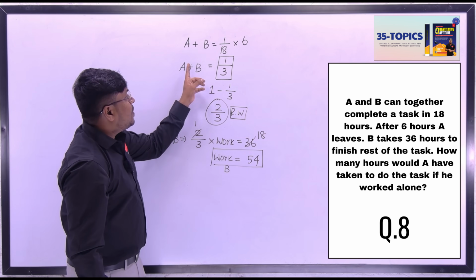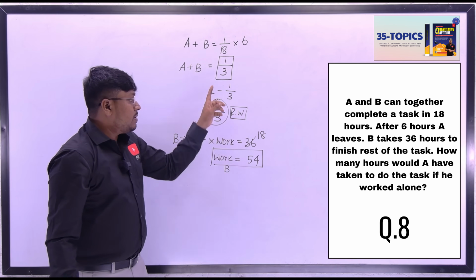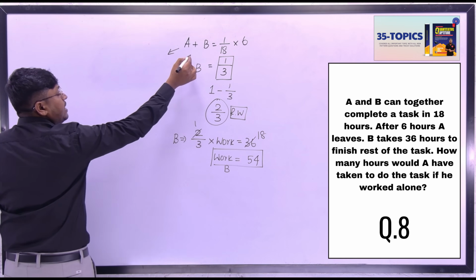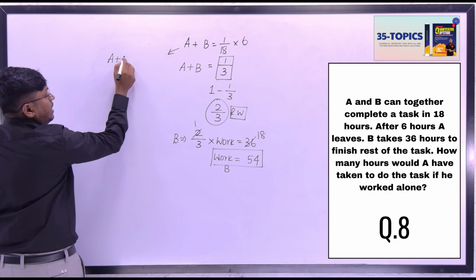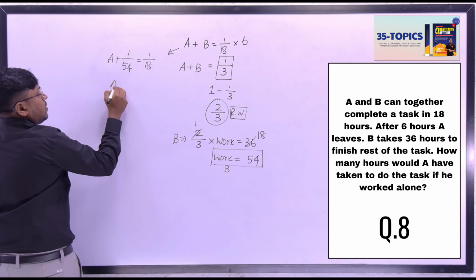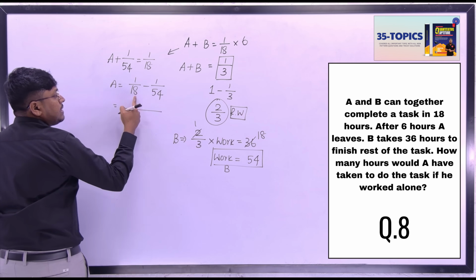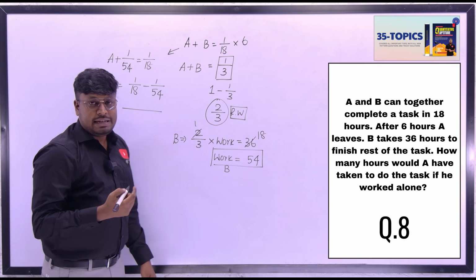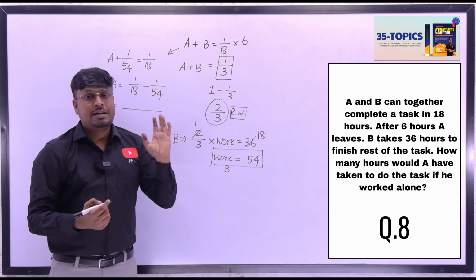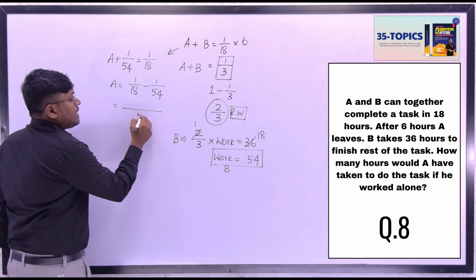Now finding A alone is easy, because our target is to find how long A takes if he is working alone. We found B alone takes 54 hours to complete the work. So substitute here: we know that A and B equal to 1 by 18, and we have to find it for A. So A is equal to 1 by 18 minus 1 divided by 54. Taking the LCM: target the bigger number and check whether it is a multiple of the remaining numbers. 54 is a multiple of 18, as 18 3s are 54. So 54 will be the LCM here.